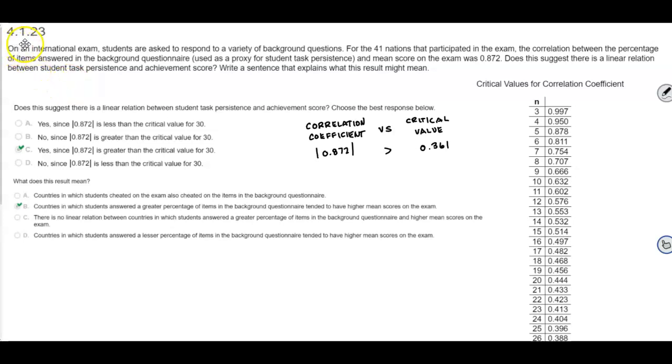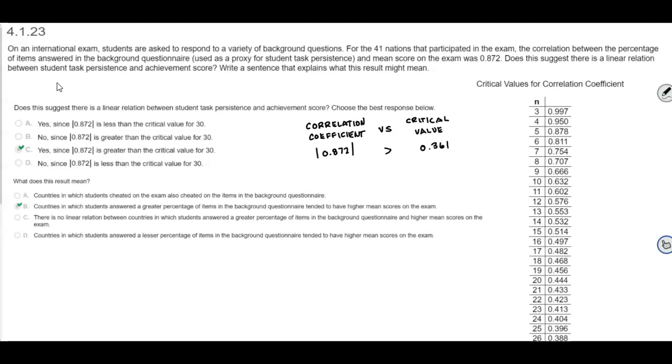In section 4.1.23, on an international exam, students are asked to respond to a variety of background questions. For the 41 nations that participated in the exam, the correlation between the percentage of items answered in the background questionnaire used as a proxy for student task persistence and mean score on the exam was 0.872.